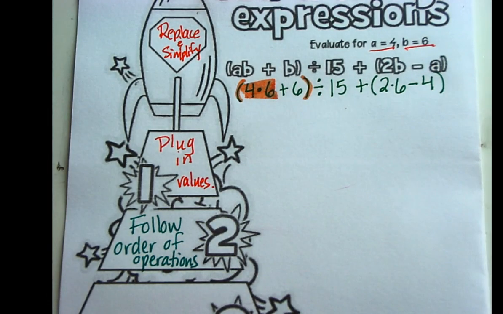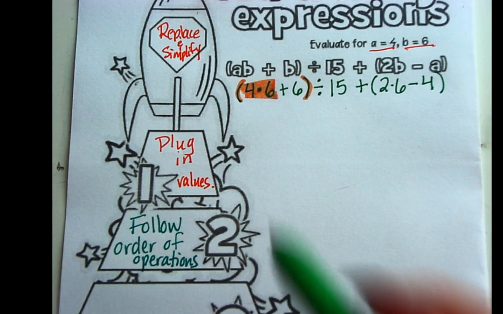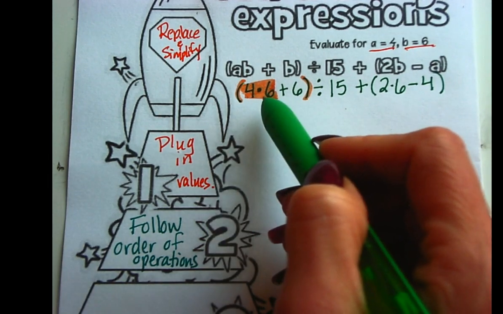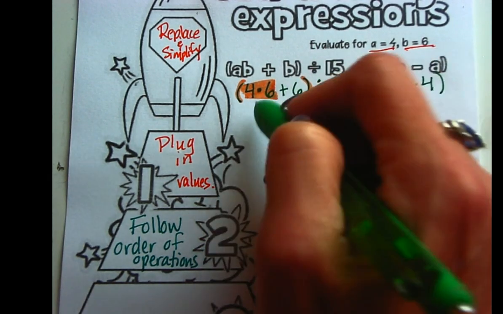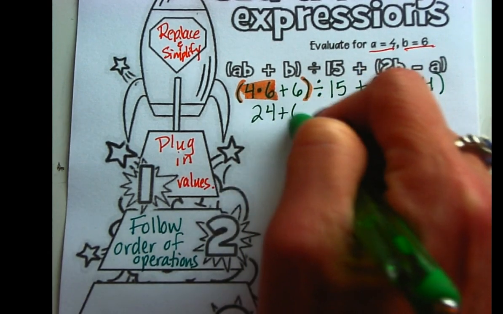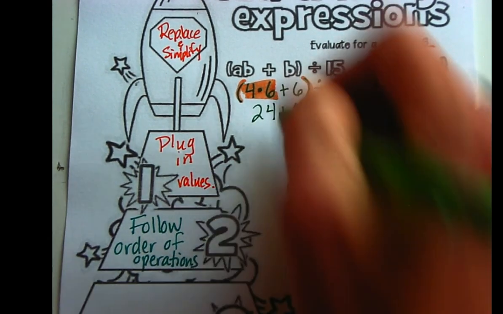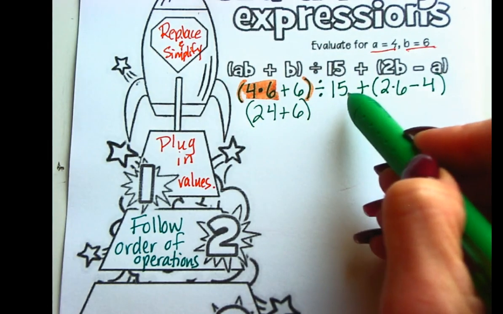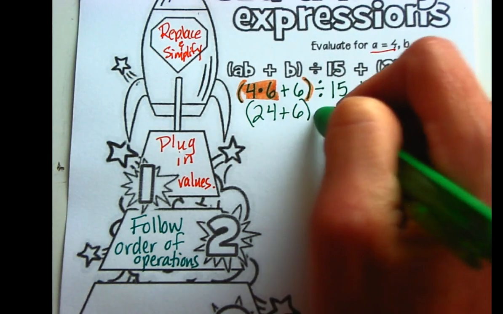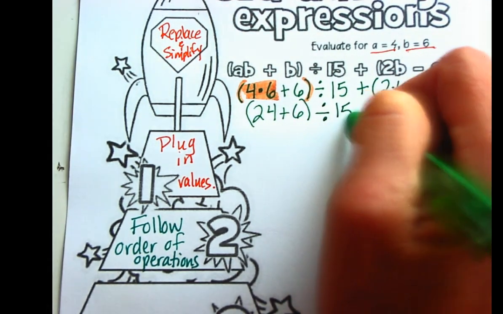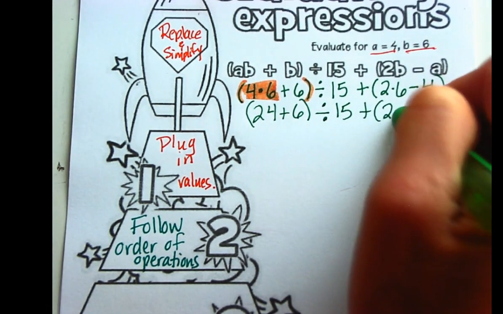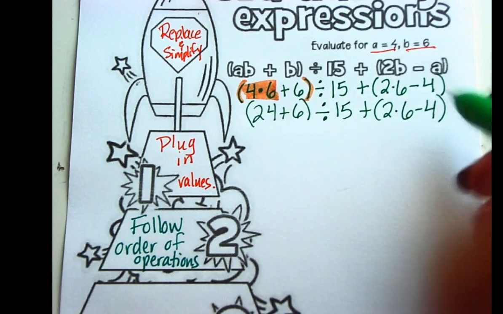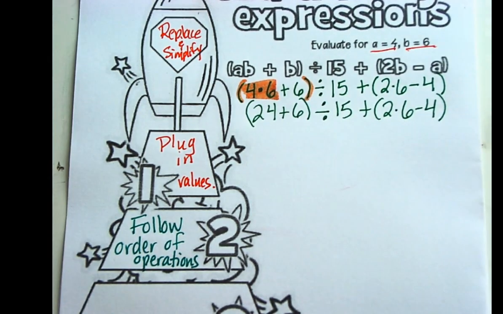And if we simplify that, what do we get, Brooklyn? What's 4 times 6? 24. 24 plus 6. Now this is important. You need to keep the grouping symbol there. Because if you don't, you're going to end up dividing 6 by 15. So keep your grouping symbols until you've simplified everything inside of them. So this is a really long one, but it's not hard as long as you go step by step.